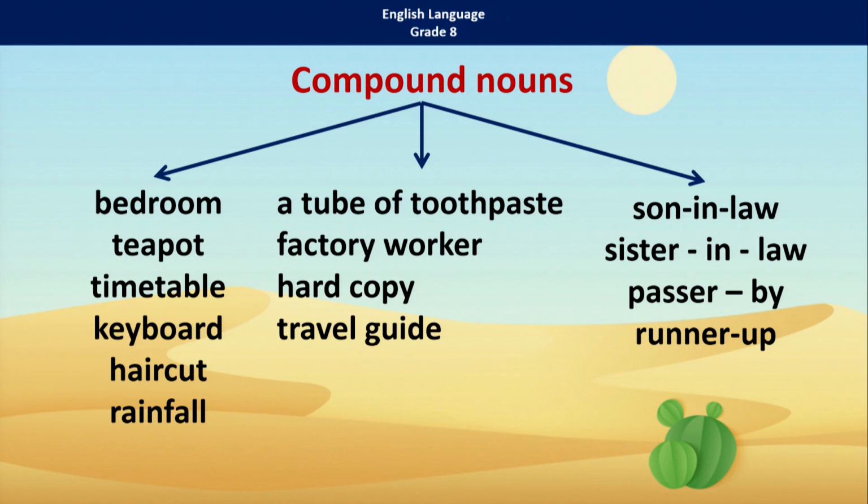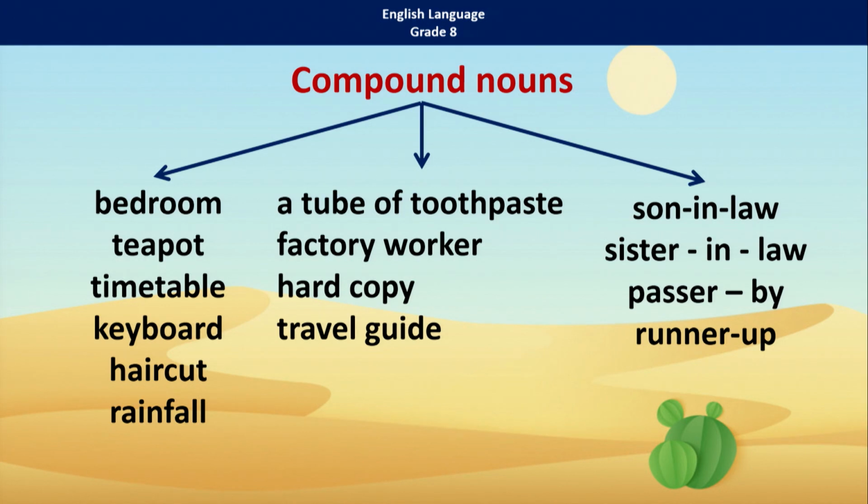We'll move to the next column. A tube of toothpaste, factory worker, hard copy, travel guide. Now, Suchitra, can you tell me the reason why I have put them in another column? I think there's a space between the 2 words. Of course, right. In the first column, there is no space between words. But in the second column, we have spaces between words, right? We have more than one word and there is a space between words.